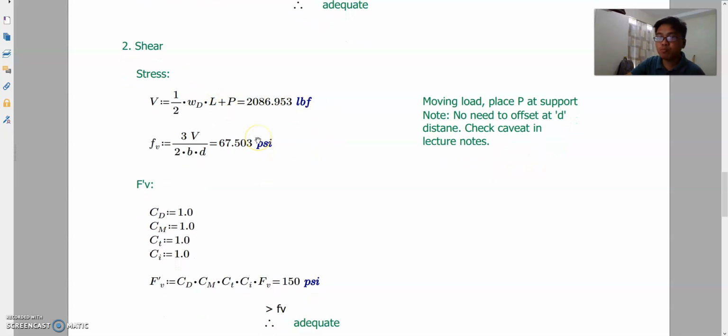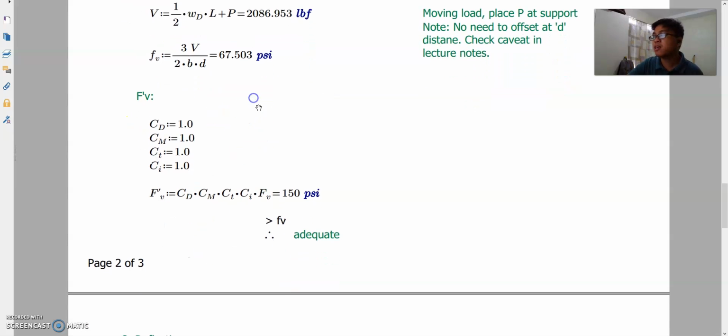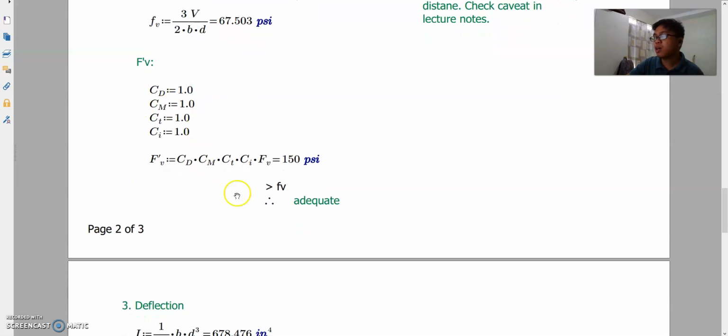The first question is, where would you put the concentrated moving load? Since this is a moving load, it can occur anywhere in the beam. And since it's just a single load, you put that where? At the support, right? And then, computing for the shear force, we have half of the uniformly distributed load plus the concentrated load, which would be 2,090 pounds. Computing for the stress, again, derived formula, we have 68 PSI. And then we compare that with FV prime, the adjusted value.